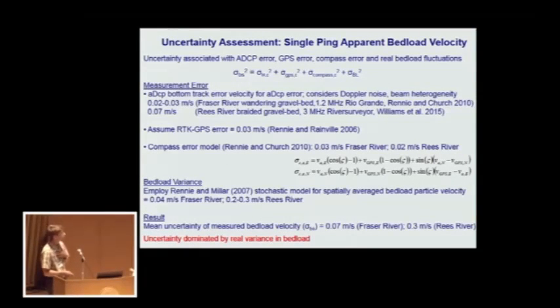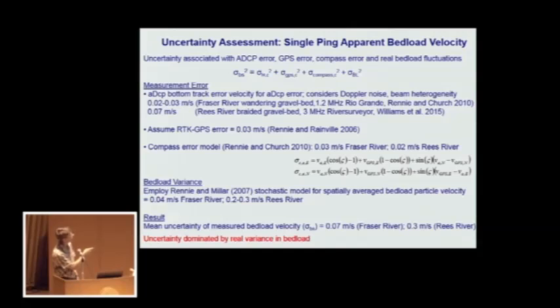I've done some uncertainty assessment to try to figure out what errors can be involved. And rather than going through the whole slide, I just want you to focus on this one equation. So this would be the uncertainty of the bed speed. And it's a function of the error in the bottom track, error in the GPS, error in the compass. And if you're taking a single measurement at a single location as a representative of the mean, it will also rely on the actual true variance of the bed load, temporal variance.